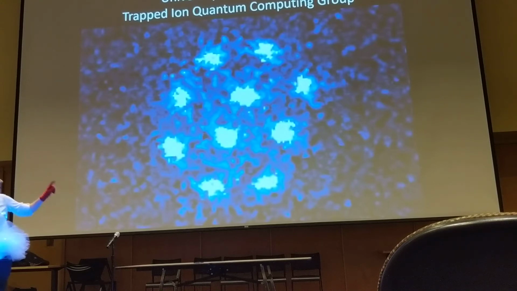Each of these ions is a qubit. Each of those ions has a ground state and an excited state, which we can call 0 and 1 in our qubits. And we can control whether it's in 0 or 1 or both using lasers.